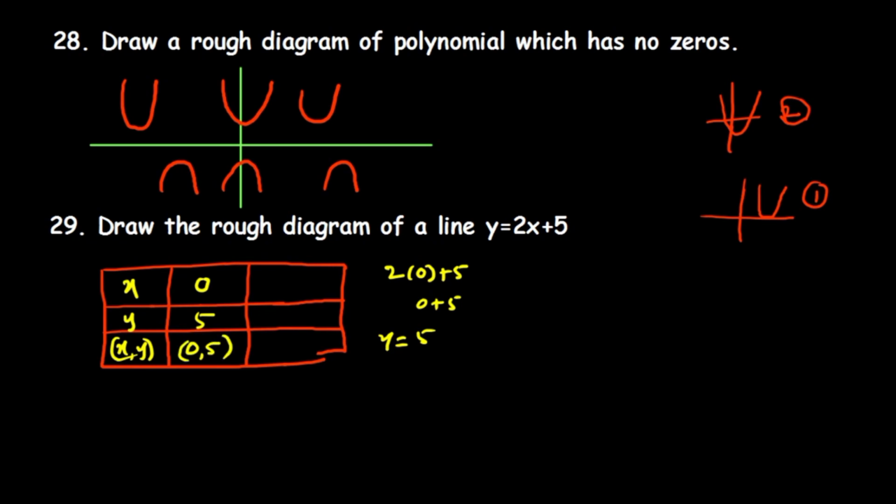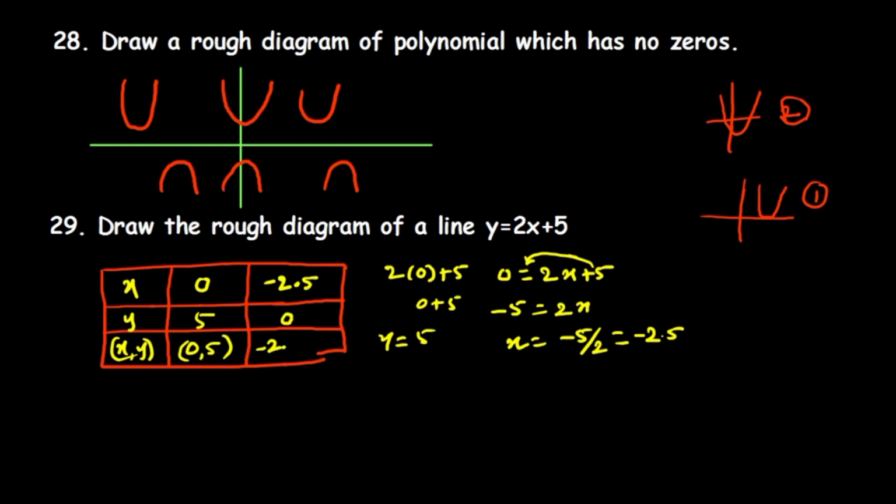So take one more point here. Generally my suggestion is that one time you take x as 0, next time you take y as 0. Okay, if you take y equal to 0 from this, that means 0 is equal to 2x plus 5. Then sending the 5 across, you will get minus 5 equal to 2x, then x is equal to minus 5 by 2. Minus 5 by 2 is a point, that is minus 2.5. So you get here the point minus 2.5. Okay, so (-2.5, 0).